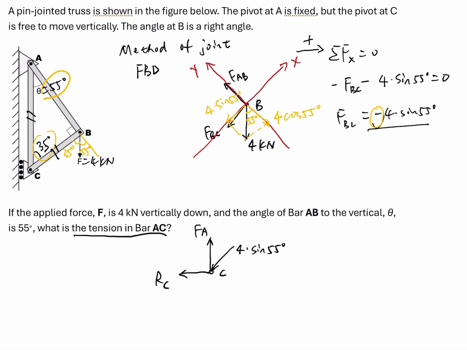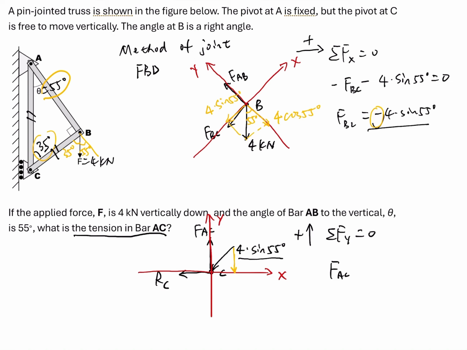So this is FAC. How to solve FAC? We can also set up a coordinate system, with the X direction going this way and the Y direction going this way. If we write down the equation of equilibrium in the Y direction equal to 0, then we can solve FAC. We assume the positive direction is up. On the Y direction, we have two forces. One is FAC, which goes up, so it's positive. The second is the vertical component of this force.